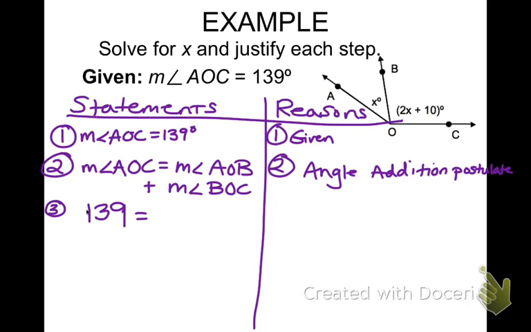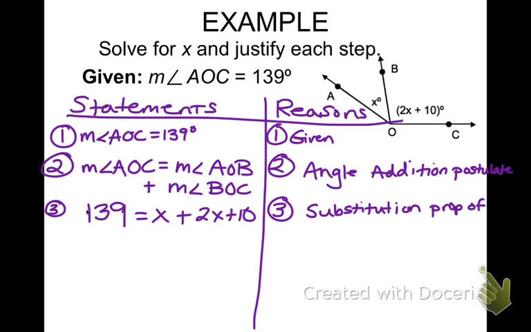What am I going to substitute in place of the measure of angle AOB? X. And the measure of angle BOC is 2x plus 10. So what did we just do? We used our substitution property of equality, or just substitution property. All right, what would be your next move? Now we're back into familiar territory. What would be line 4?